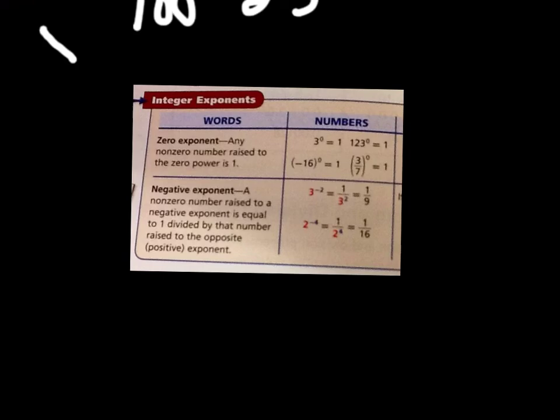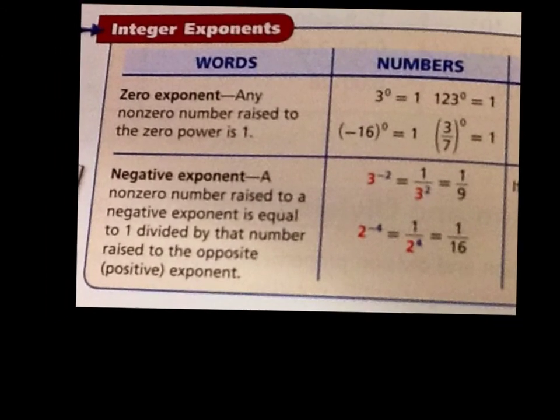Alright, so now let's take this over and let's actually look at some of these integer exponents. Let's understand what we've just done. So essentially this is also in your book. It says right here a 0 exponent. So there you go, a 0 in your exponent place. That essentially is going to get us an answer of 1 every single time. So 3 to the 0 equals 1. But 123 to the 0 power is going to equal 1. Let's look at this. Negative 16 to the 0 power equals 1, and 3/7 to the 0 power equals 1. Every single time you have a 0 exponent, you are going to have the answer as 1.